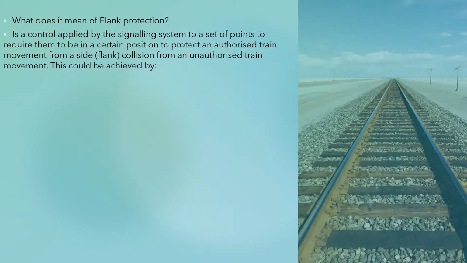Flank protection is a control applied by the signaling system to a set of points to require them to be in a certain position to protect an authorized train movement from a side or flank collision from an unauthorized train movement. This could be achieved by operating rules, flank protection devices.